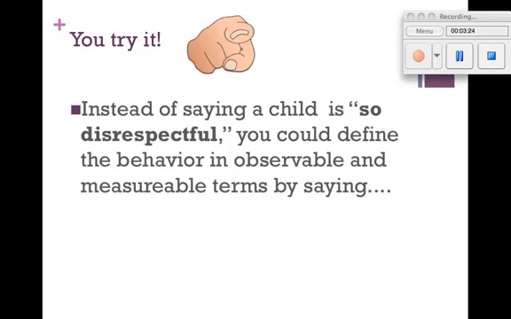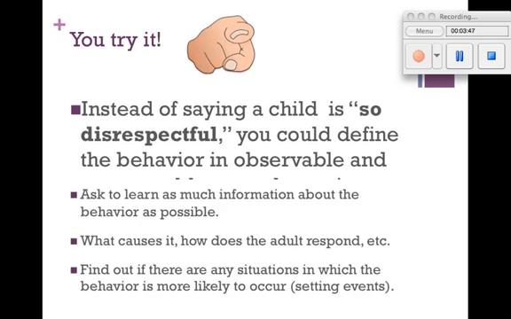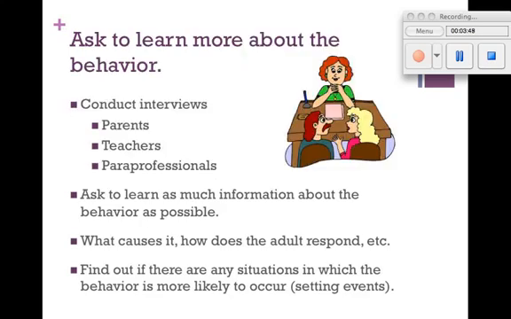So perhaps instead of saying a student is so disrespectful, you could say that the child rolls their eyes anytime they're given direction. There are lots of different ways that being disrespectful could be defined. It depends on the individual student and the specific behaviors that they're showing, as long as you can define them in observable and measurable terms.